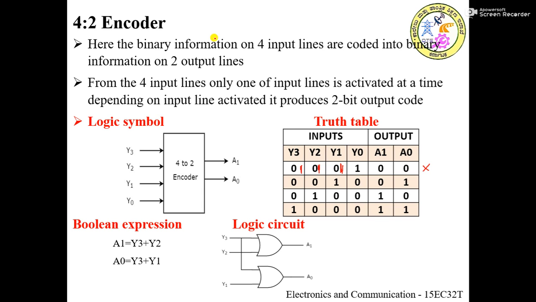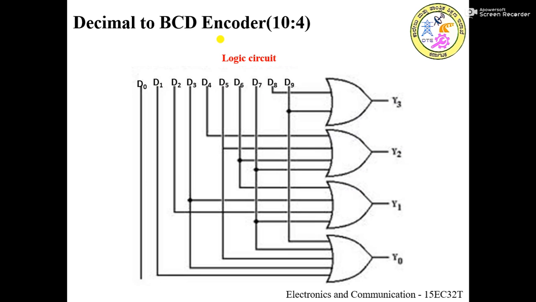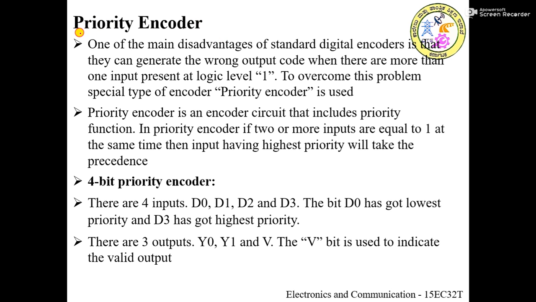Similarly, in order to assign priorities among the input lines, whenever there are more than one inputs at active high levels, then we use a special kind of encoder which is known as priority encoder. So this is the encoder which is going to assign the priorities among the inputs available. It is going to produce the output corresponding to the input which has got the highest priority.